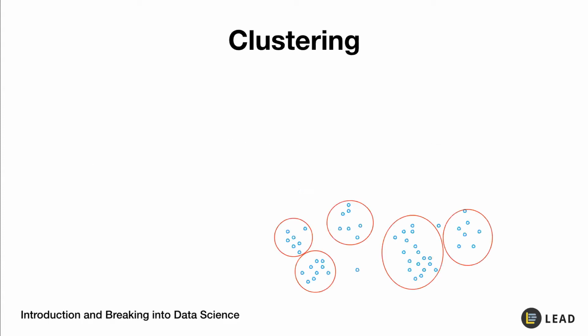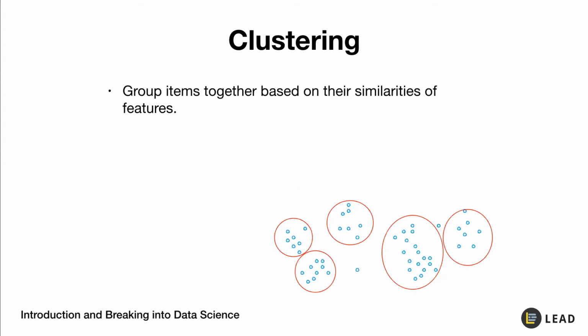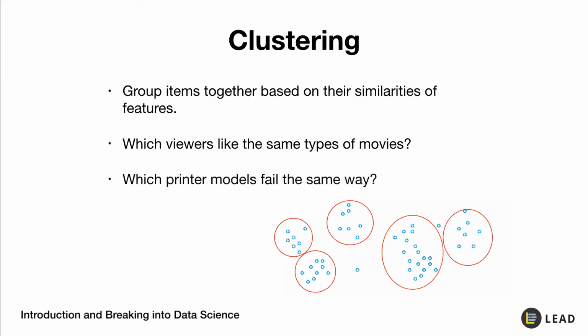How is this organized? Supervised methods require the class or labels to be provided during training, but for clustering, you don't have to, because clustering methods group items together based on their similarities of features. For example, if you are running a movie rental company like Netflix, these data points can be the users who watch a particular movie, and if you are a hardware manufacturer, it can also be the data points of your printer failures.